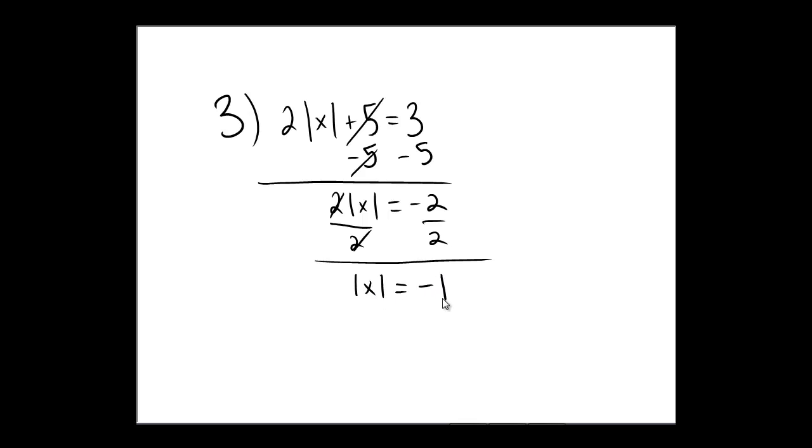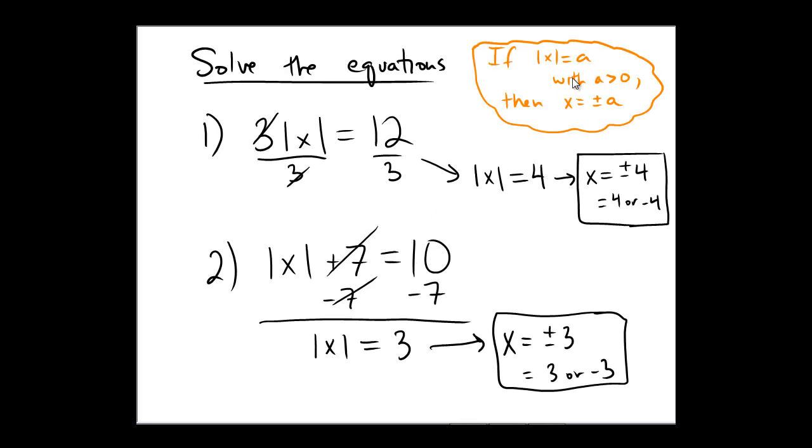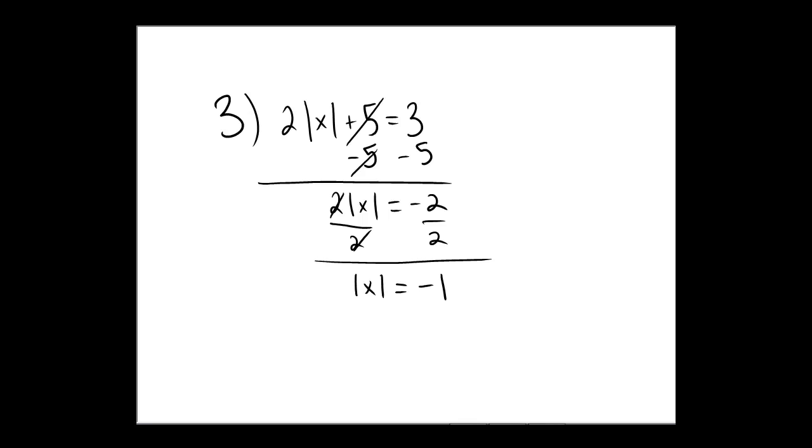But now, remember the rule said that we had to have a being bigger than 0. A had to be a positive number. So here, since we're saying absolute value of x equals a negative number, we would say that there is no solution. No solution. So in other words, you cannot find a number that you can stick into absolute value that will yield a negative answer, such as negative 1.